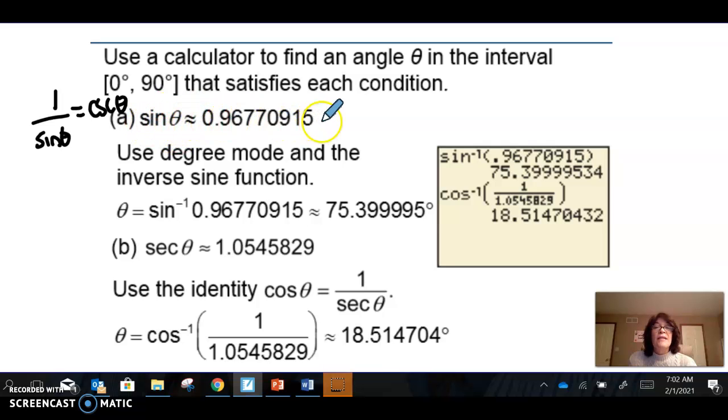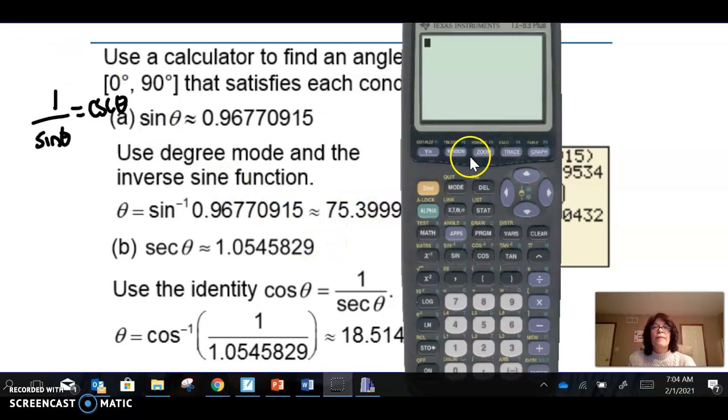Okay, when I ask this question, I want to know the sine of what angle equals 0.9677. To do that, I have to undo the sine function, which is sine inverse. Okay, so hopefully, let me show you exactly how to find that on your calculator. I'll pull the calculator up.